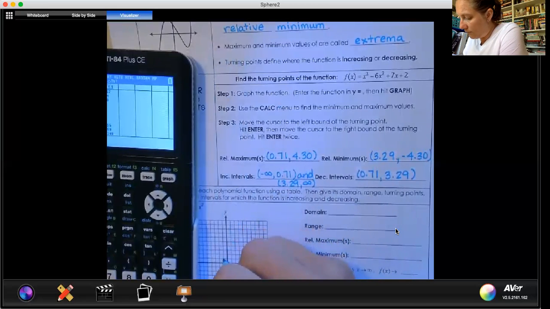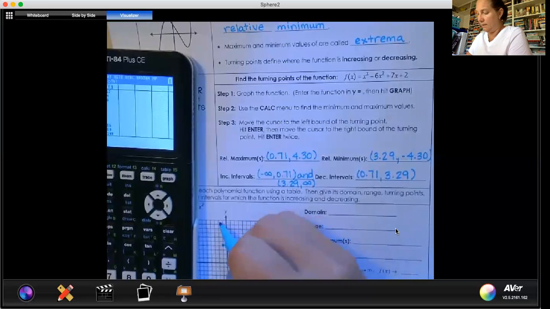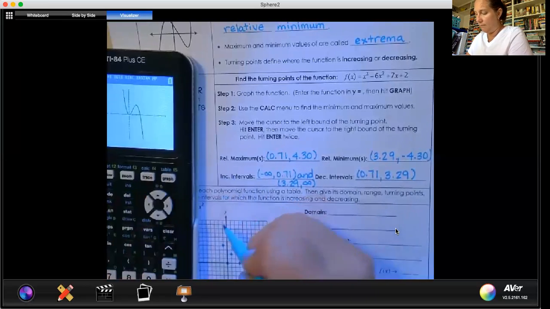So negative 1, 4, 1, 2, 2, 4, 3, 0, and then 4, negative 16 is too far. So I'm going to follow my graph, connect my dots as best I can.